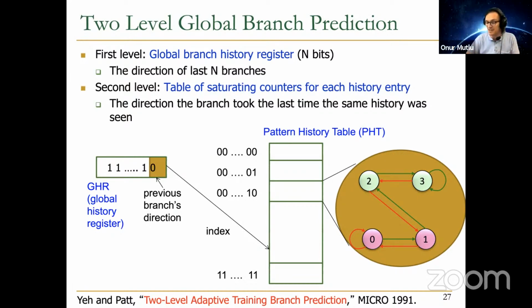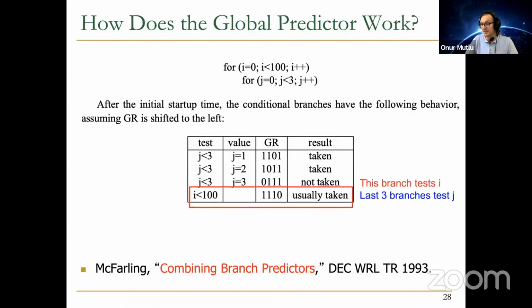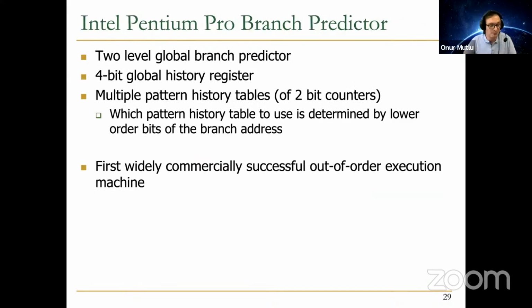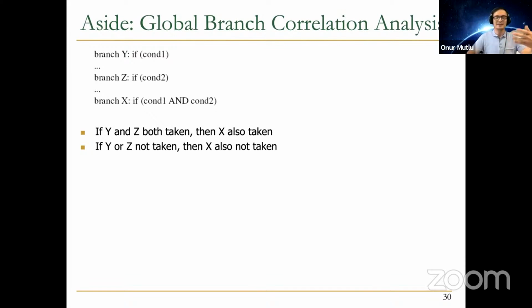We'll talk about the TAGE branch predictor. It is essentially tagged tables, the way you mentioned. So these are very good questions, actually. Okay, so I've given you the Pentium Pro branch predictor also. Now let's talk about this now.